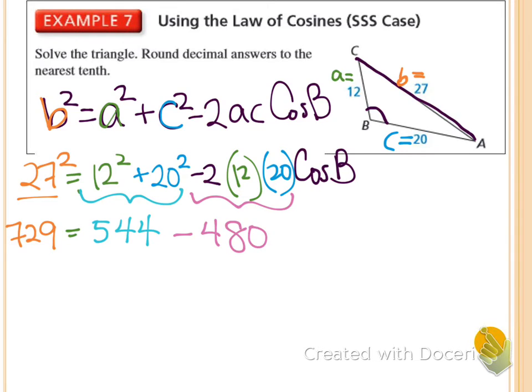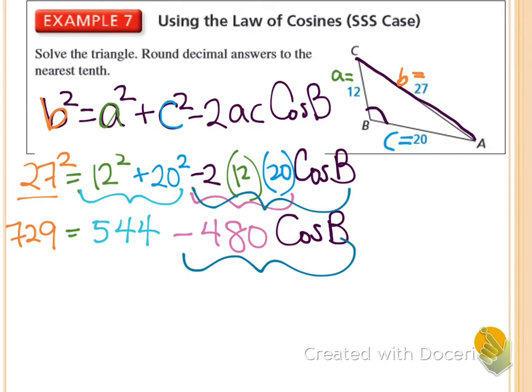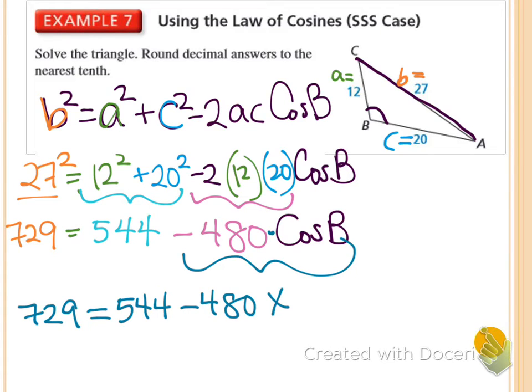Multiply those together and you get 480 cosine of B. So here's what you need to recognize. This number and cosine of B, all of these numbers and cosine of B, they're being multiplied. So think about if this equation looked like 729 equals 544 minus 480x. Think about if x was here instead of cosine of B. After years of algebra, you cannot combine these because they are not like terms. This is an x and this is a number. We have the same thing going on here, where we have cosine of B attached.